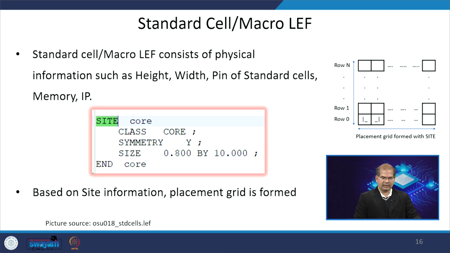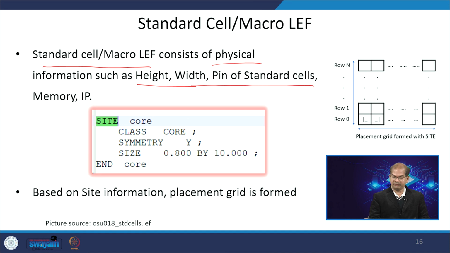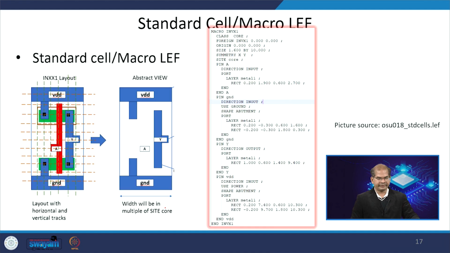Now we have the site cell. It gives the height and the width of the site. The standard cell and macro LEF consist of physical information such as height, width and pins of the standard cell and memory IP. This site cell is very useful for placing the cells during placement; they will be placed on the grid. Based on the site information, the placement grid is formed during the placement phase.